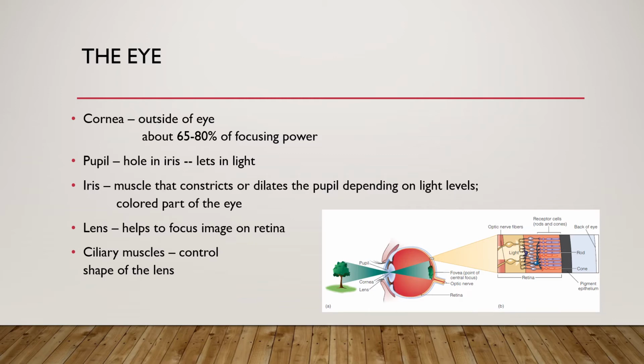And we have some more muscles here, the ciliary muscles, that are going to control the shape of the lens. So either allowing it to become more flattened so that we can see something far away, or letting it become fatter and fatter so that we can focus on something that's up close.